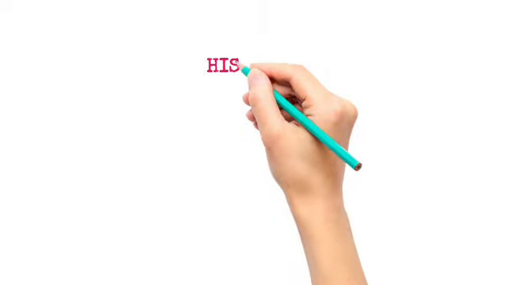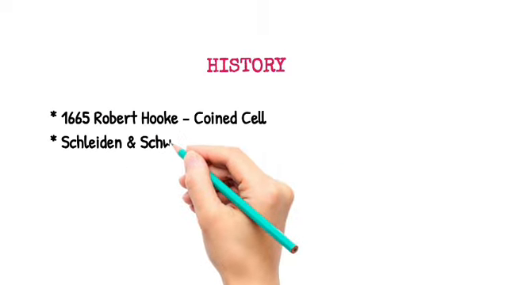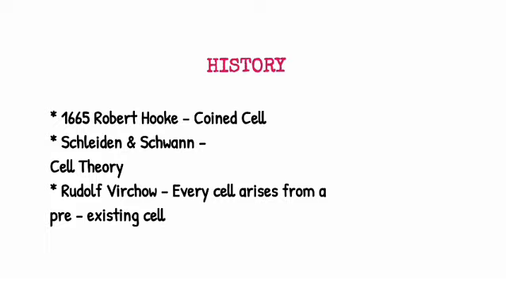Now, let us briefly travel back to history. In 1665, Robert Hooke observed thin slices of cork under a microscope and coined the term cell because the compartments resembled monastery rooms. However, Hooke actually observed dead cell walls, not living protoplasm.